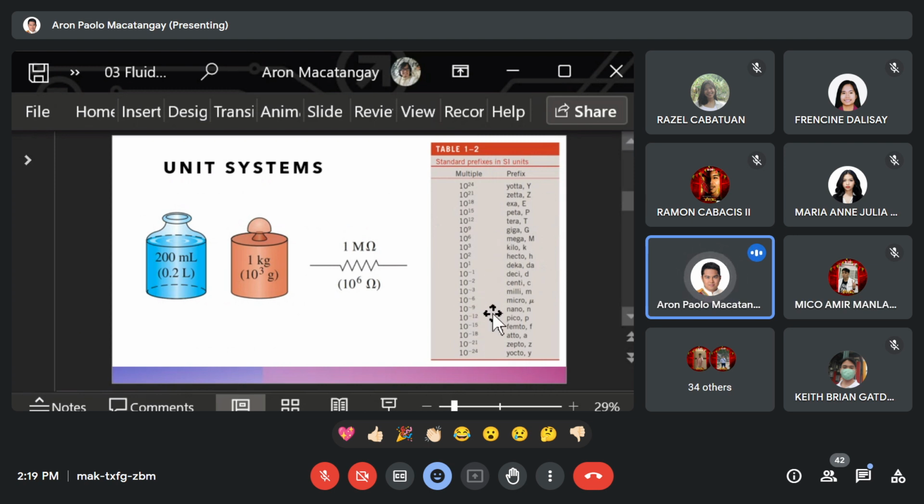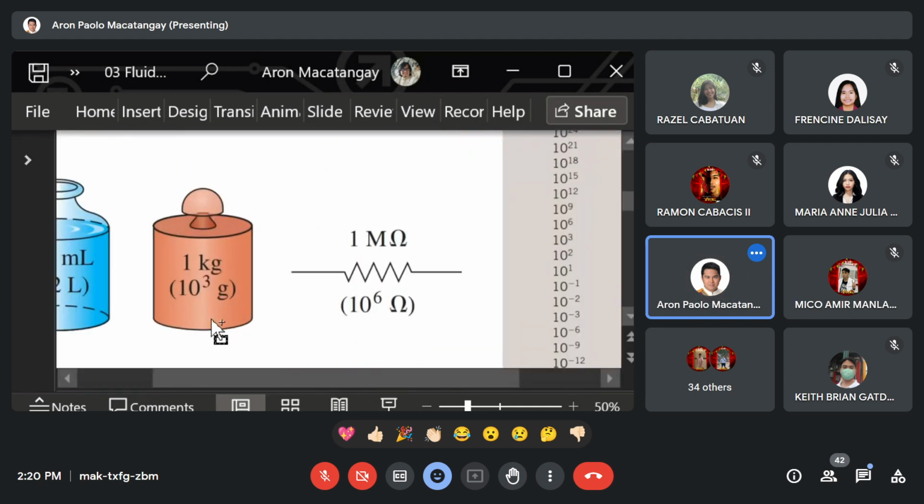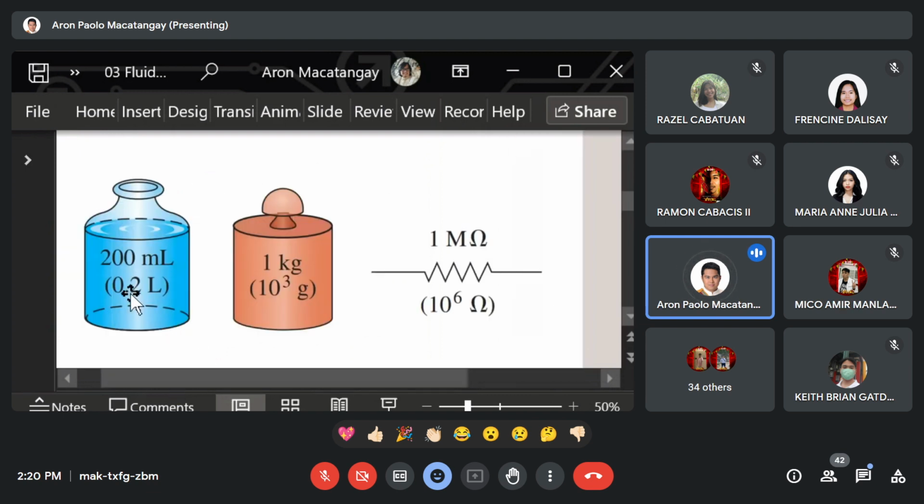Basically, it's just times 10, or times 10 up or times 10 down. In terms of writing it, like 1 megaohm, you can write it as 1 megaohm or 10 to the 6th ohm. Right? So 1 kilogram, for example, you can write as 10 to the 3rd gram and they would be equivalent. 200 ml is equal to 0.2 ml. So it's easy to convert between units, no?